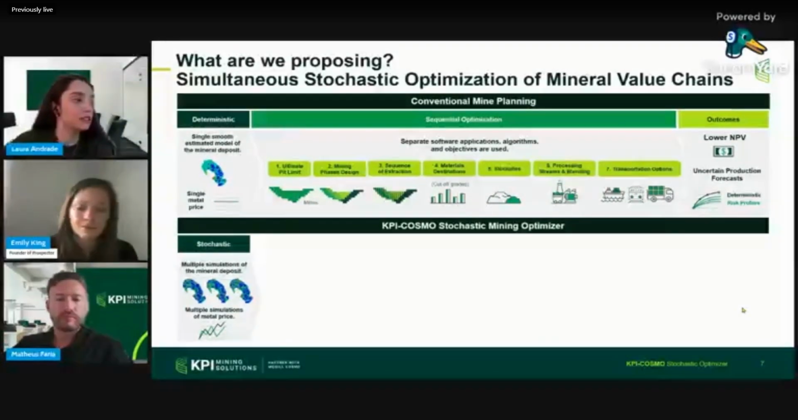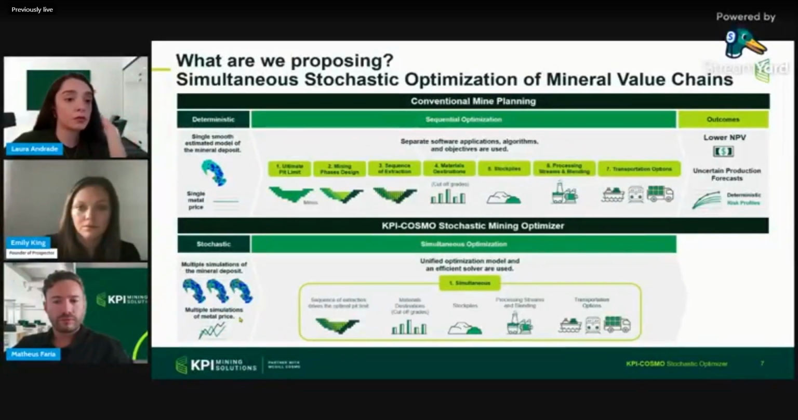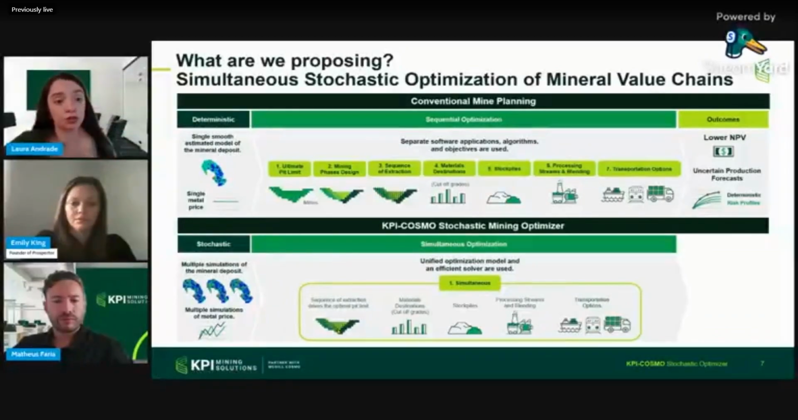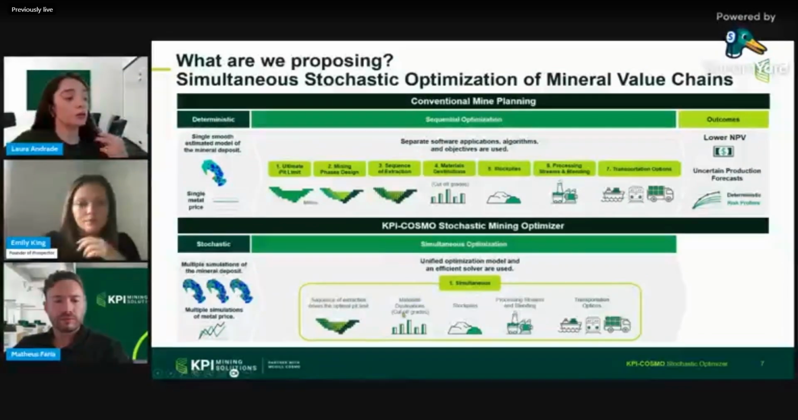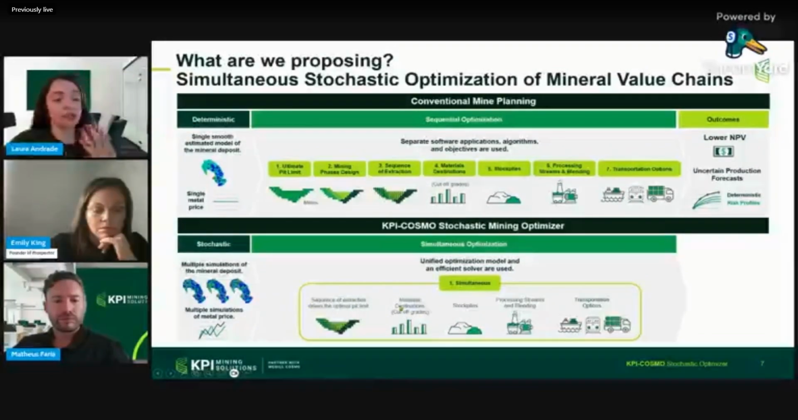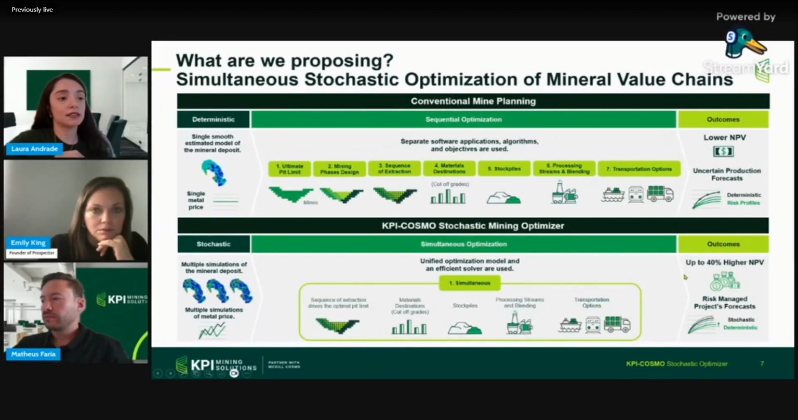We start from a set of simulated block models from the mineral deposit. We can have other sources of uncertainty, for example price uncertainty, and give that as input to our optimizer that will simultaneously optimize all the components that we need for a mine plan. So we are going to directly optimize the extraction sequence that will drive us to optimal pit limits, at the same time as the cutoff grades and destination policies, therefore stockpiling, processing and blending streams, and also transportation mode options. And that can lead us to up to 40% higher NPV.